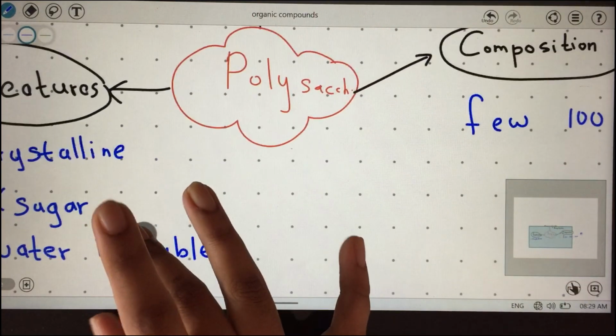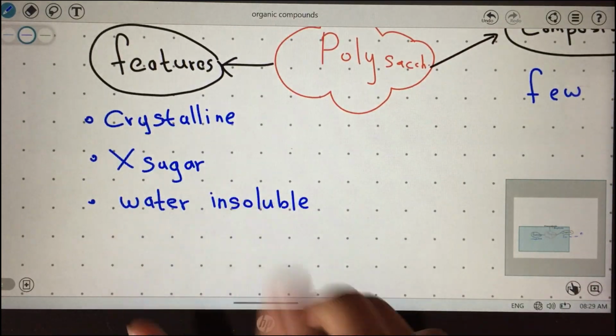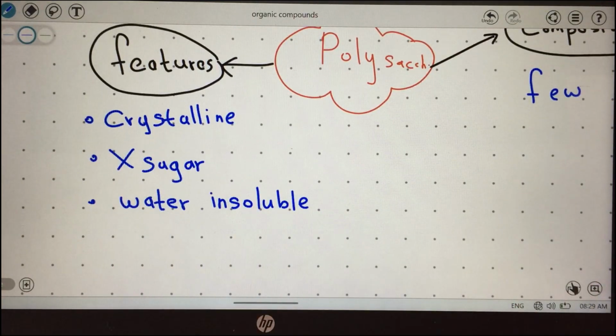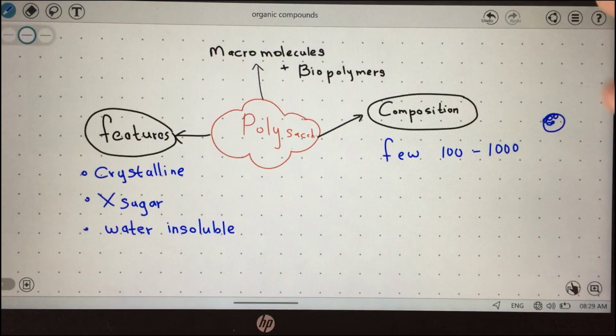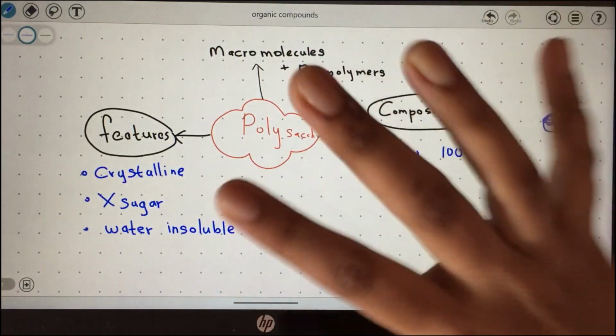Okay, so what are the three features? Crystalline, but it's not considered as a sugar, and it's water insoluble. And then you are going to speak about, now in disaccharides, what did we, in monosaccharides, how did we use the classification for monosaccharides, right?